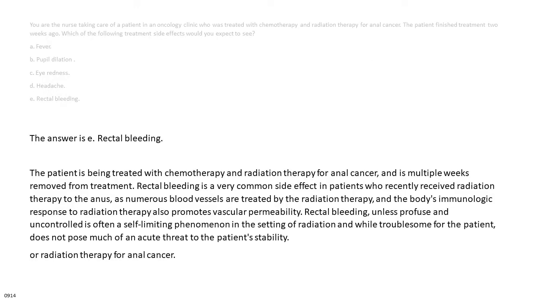The answer is E. Rectal bleeding. The patient is being treated with chemotherapy and radiation therapy for anal cancer, and is multiple weeks removed from treatment. Rectal bleeding is a very common side effect in patients who recently received radiation therapy to the anus, as numerous blood vessels are treated by the radiation therapy, and the body's immunologic response to radiation therapy also promotes vascular permeability. Rectal bleeding, unless profuse and uncontrolled, is often a self-limiting phenomenon in the setting of radiation, and while troublesome for the patient, does not pose much of an acute threat to the patient's stability.